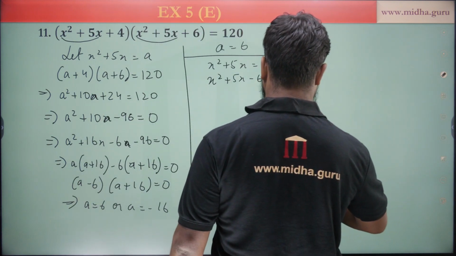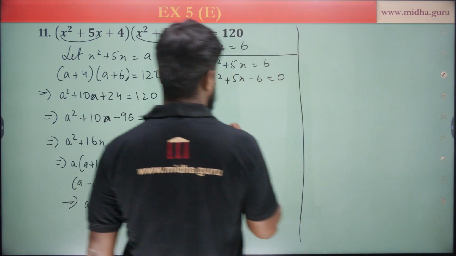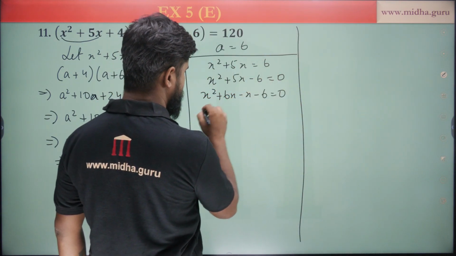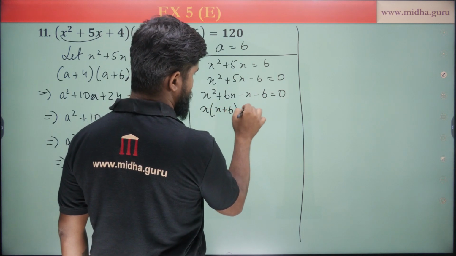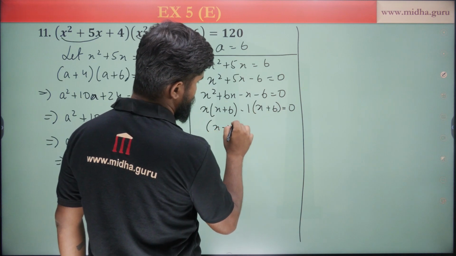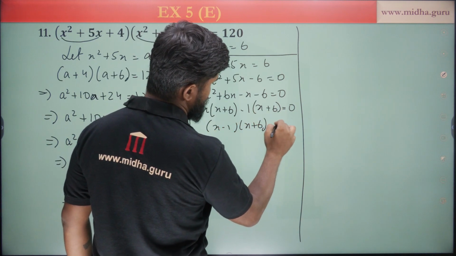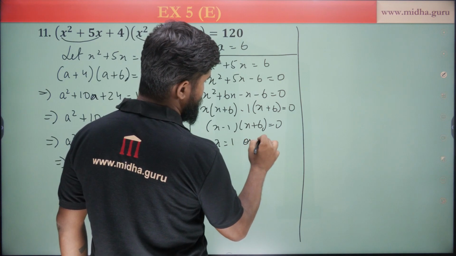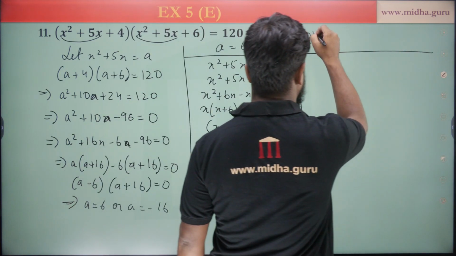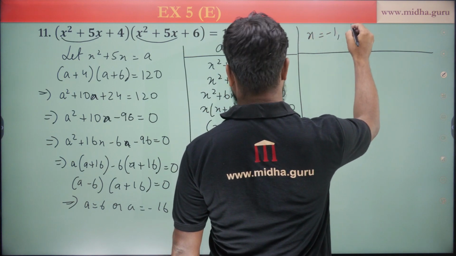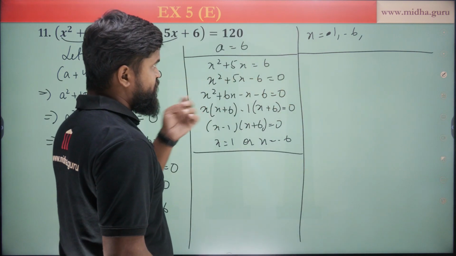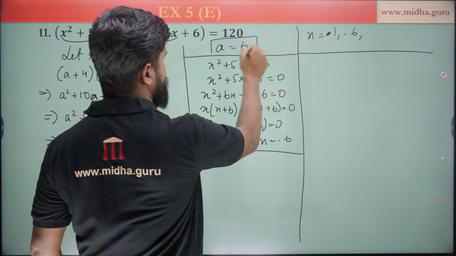So I'll split the middle term into 6x minus x. And we'll get x plus 6 into x minus 1 equal to 0. So x is either equal to 1 or x is equal to minus 6. Again, I'll be writing all the values of x here. We have 1 and minus 6. Now this is when a was equal to 6.